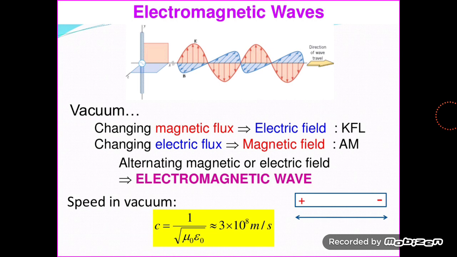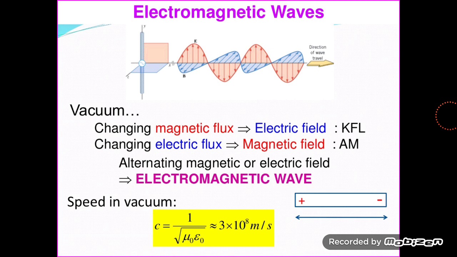So in vacuum, a changing magnetic field produces an electric field, which is Faraday's law. A changing electric flux produces a magnetic field, that is Ampere-Maxwell's law. Alternating magnetic or electric fields are electromagnetic waves.